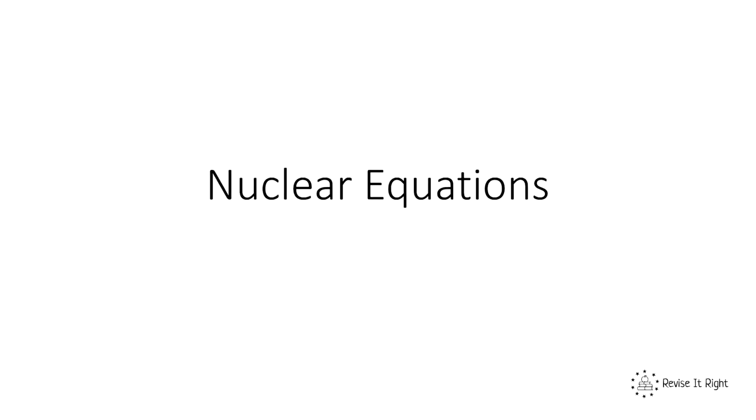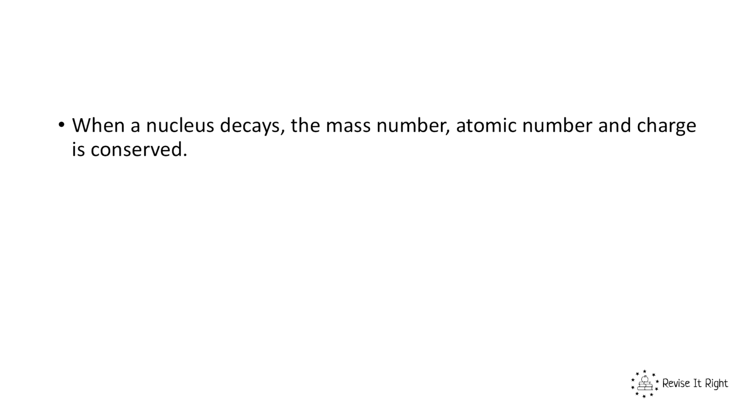This video is about nuclear equations. Now when a nucleus decays, the mass number, atomic number and charge is conserved. When alpha or beta decay happens, the nucleus transmutes or turns into another element.